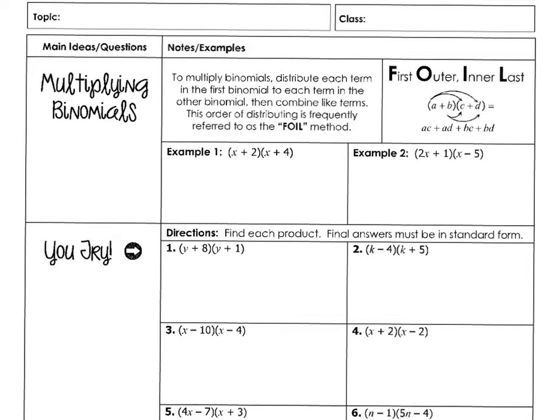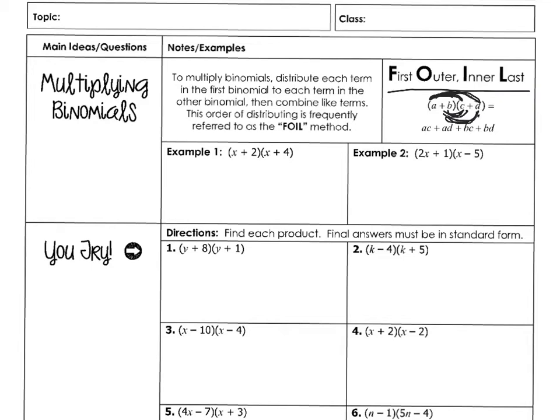Okay, today we're going to look at multiplying binomials with other binomials. It's commonly referred to as the FOIL method, FOIL. They're multiplying the first terms and then the outer terms, the inside terms, and the last terms.